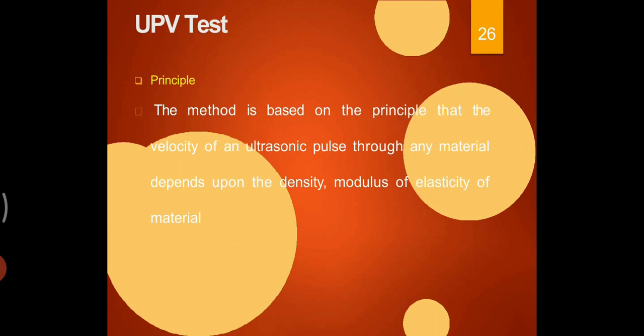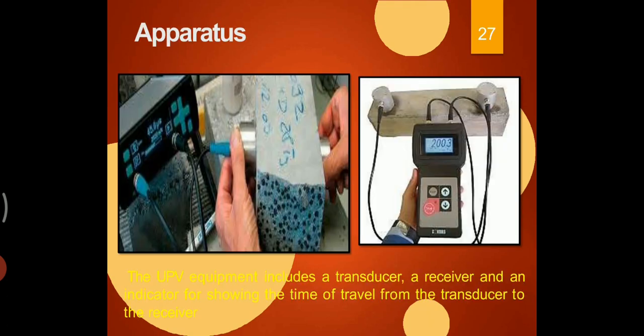The method is based on the principle that the velocity of an ultrasonic pulse through any material depends upon the density and modulus of elasticity of the material. Which means, when ultrasonic waves are transmitted into concrete that is very homogeneous and highly packed, the waves travel quickly. If there is any honeycombing, the waves will be reflected and reach the other portion, taking some more time. So let us discuss the further slides.